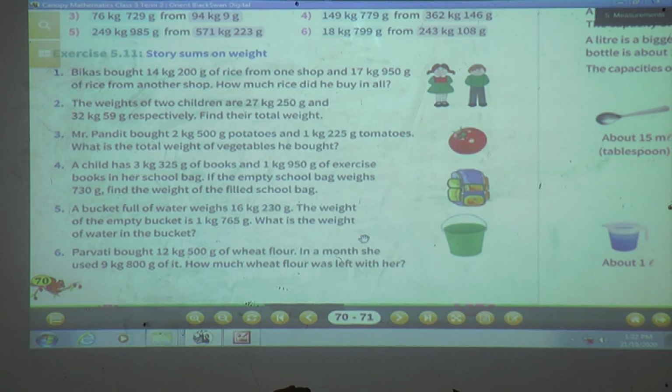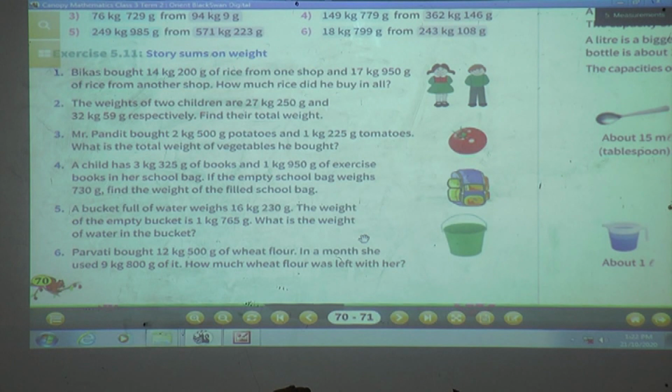See, what is the question? A child has 3 kg 325 gram of books and 1 kg 950 gram of exercise books in her school bag. If the empty school bag weighs 730 gram, find the weight of the filled school bag. See here, they have given us the weight of the empty school bag also. What was the weight of the empty school bag? The weight of the empty school bag is 730 gram.